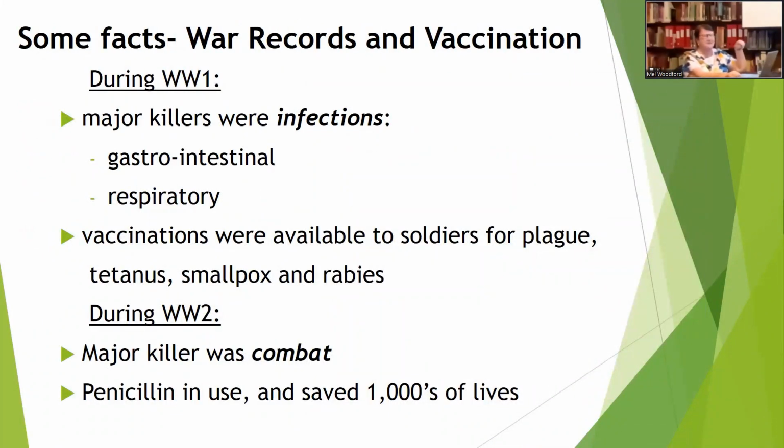And just some other facts about the war records and vaccination in particular. You are probably aware that during World War I, the major killer of soldiers was infection, particularly gastrointestinal and respiratory. Some vaccines were available to soldiers in World War I for plague, tetanus, smallpox and rabies. But during World War II, the major killer of soldiers was combat. And of course, by now penicillin was in use, particularly for the soldiers, and saved literally thousands of lives.